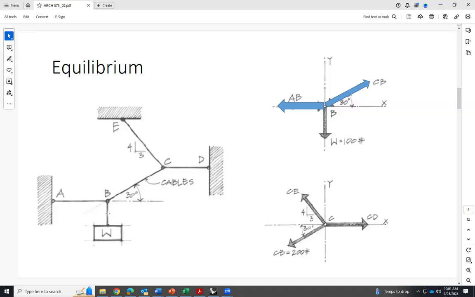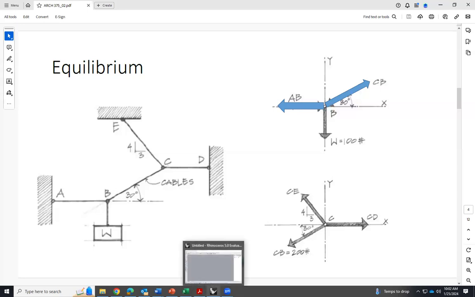If we have equilibrium in the vertical and horizontal axis, there are two equations. So if we have two equations, we can have only two unknowns. So at this point B, we have the external force. This is something that we know. In this case, it's going to be 100. And we have to calculate this one and that one. So we have two unknowns at this point. And this angle is 30 degrees.